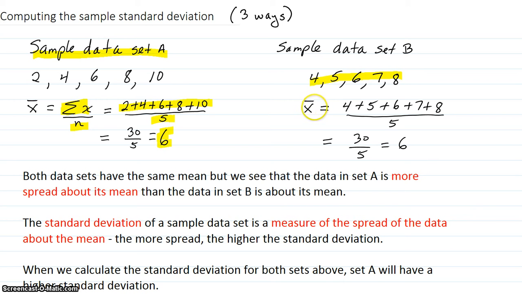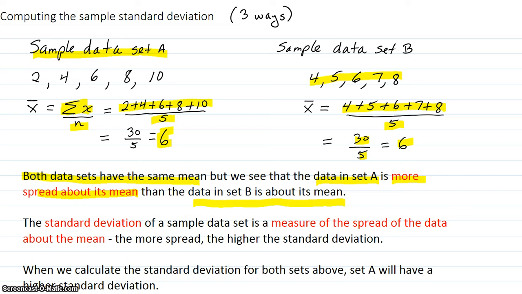X bar, which is the mean, is the sum of them, just like this one was, and divided by how many there are, 5, and that's 30 over 5, which is 6. So both data sets have the same mean, and I'm doing that for simplicity. They don't have to have the same mean, but I picked them to do, so we're comparing apples to apples. But we see that the data in set A is more spread about its mean than the data in set B is about its mean.